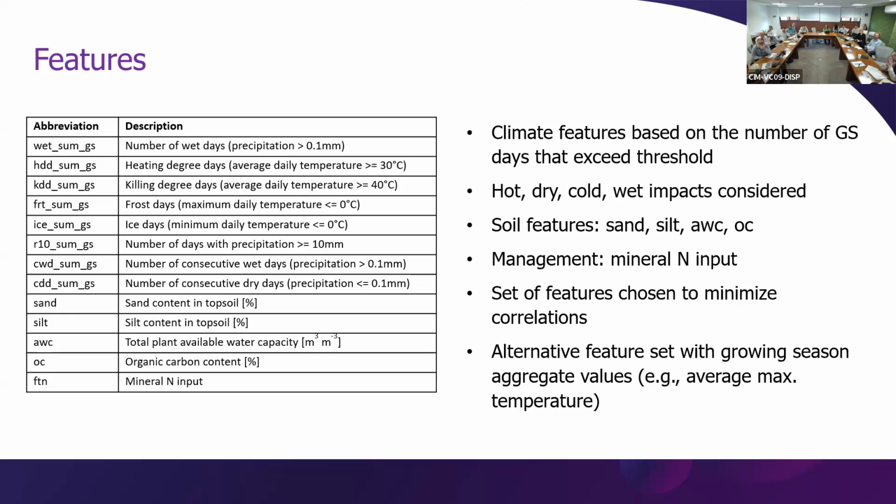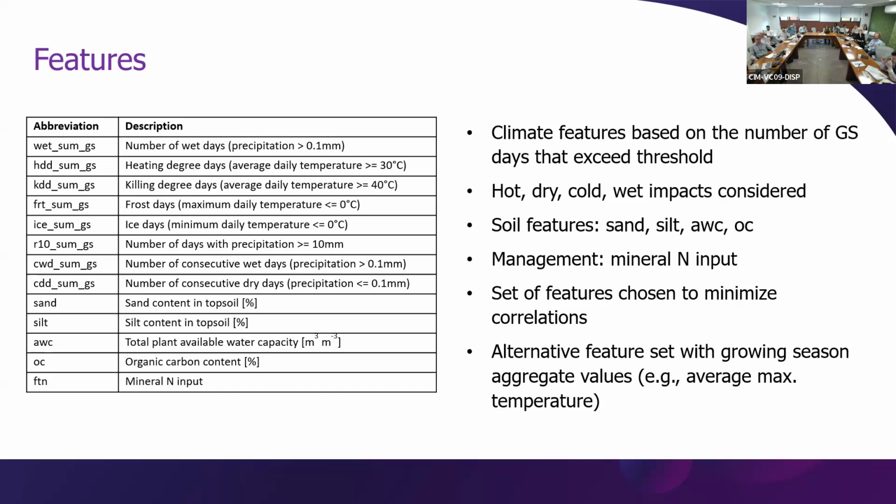So the features we're actually investigating are, first of all, climate features, as said in the pipeline. Those growing season aggregates: number of wet days, heating degree days, killing degree days, frost days, ice, number of rain days, consecutive wet days, and dry days. So we have all those hot, dry, hot, cold, wet impacts. They're all considered. And we also have as measurements the fertilizer input and a set of soil features. So sand, silt, available water content, and organic carbon.